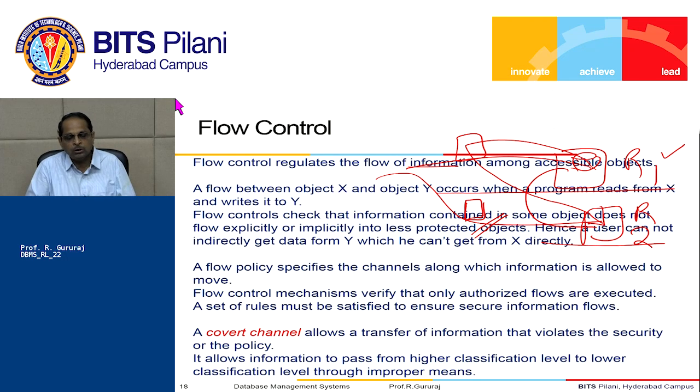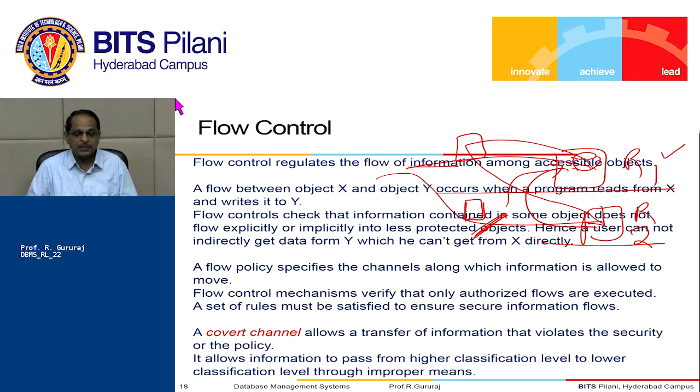The flow control checks should avoid or prevent this kind of information flow, directly or indirectly. Hence, a user can indirectly get data from Y. So in this case, this user, the subject, is not allowed to access the data in R1, but because of this flow from R1 to R2 through some program, he is able to access that protected data.